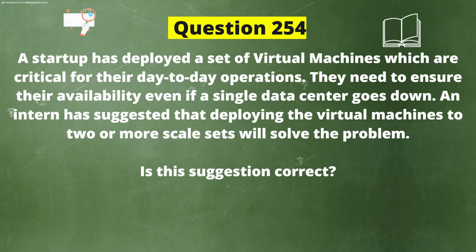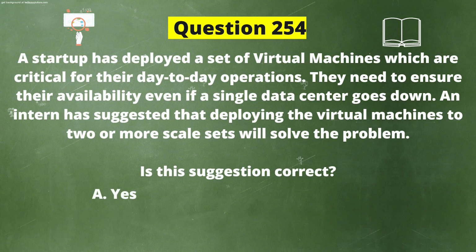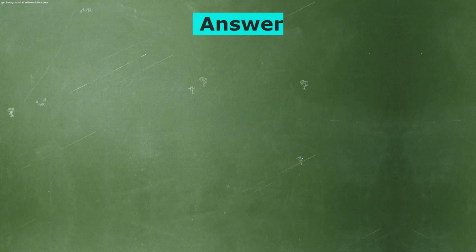Next question. A startup has deployed a set of virtual machines which are critical for their day-to-day operations. They need to ensure their availability even if a single data center goes down, and have suggested that deploying the virtual machines to 2 or more scale sets will solve the problem. Is this suggestion correct? Is it yes or no? And the answer is no.